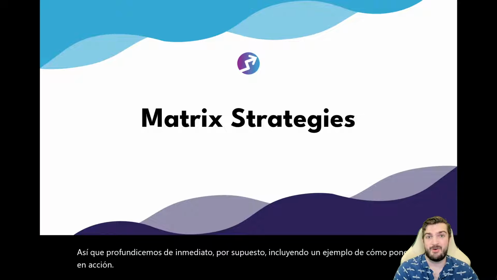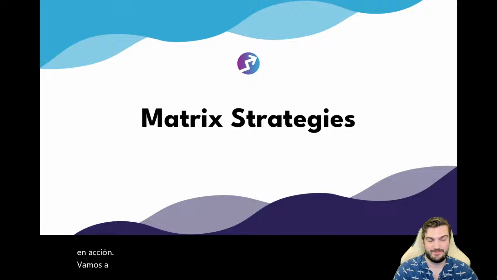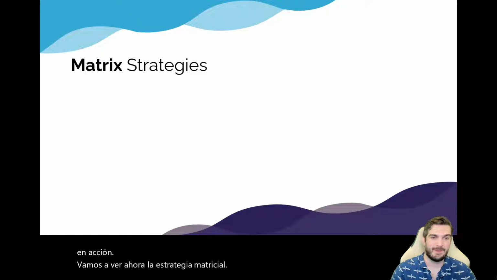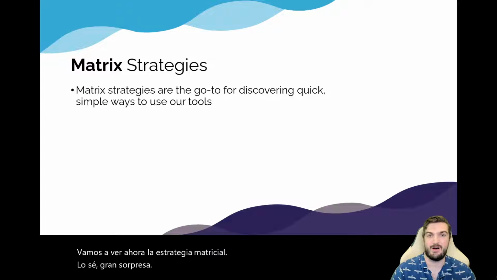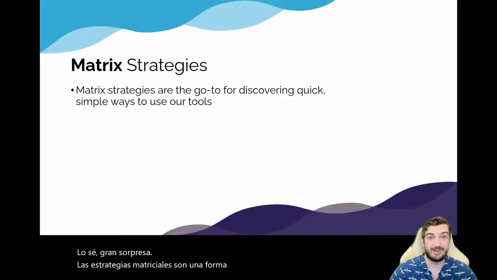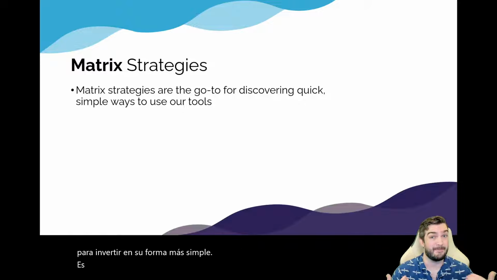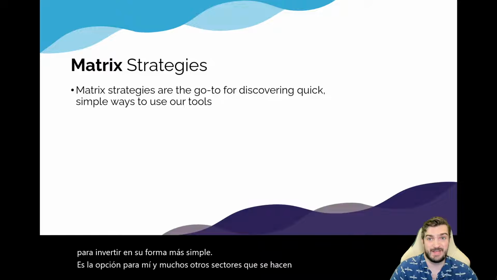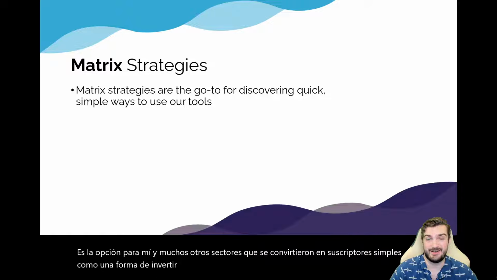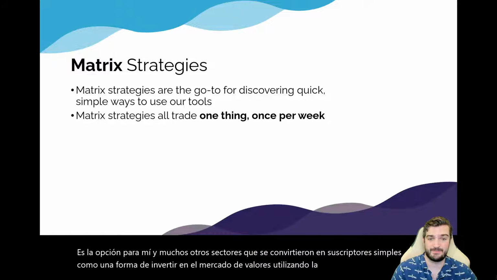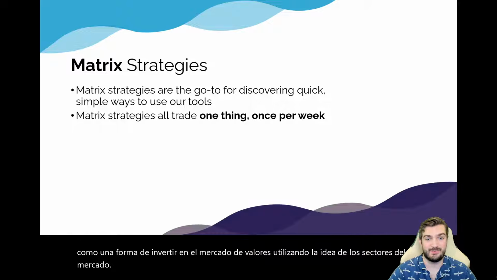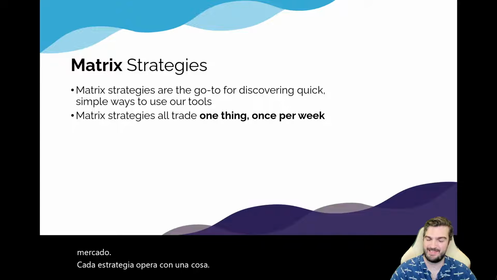We're going to look now at matrix strategies. I know, big surprise. Matrix strategies are a way of talking about using Sectors Made Simple to invest in its simplest form. It is the go-to for myself and many other Sectors Made Simple subscribers as a way of investing in the stock market using the idea of market sectors. Every single strategy trades one thing once per week. That's it.